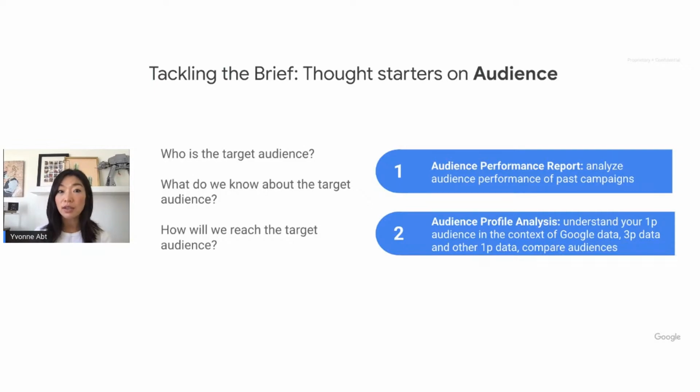The first is what's called an audience performance report. And there's a couple of ways to use this. One is you can look back in history, back at past campaigns that may have been run within DV360, and check out audiences that were targeted and how they performed against your desired KPI.